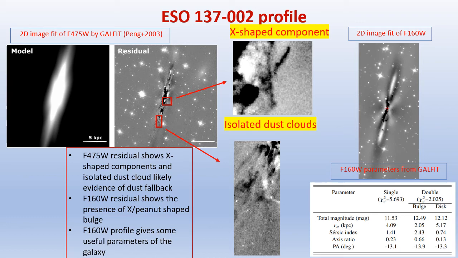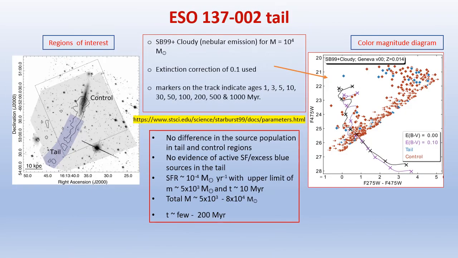We also applied GALFIT to the F160 data. The residual image of 160 is shown by the right image. It shows the presence of an X-shaped or peanut-shaped bulge, not to be confused with the X-shaped dust structures that we saw in the 475 filter. Below is the table showing some important parameters like the half-light radius and total magnitude that we obtained from the 160 GALFIT fitting.